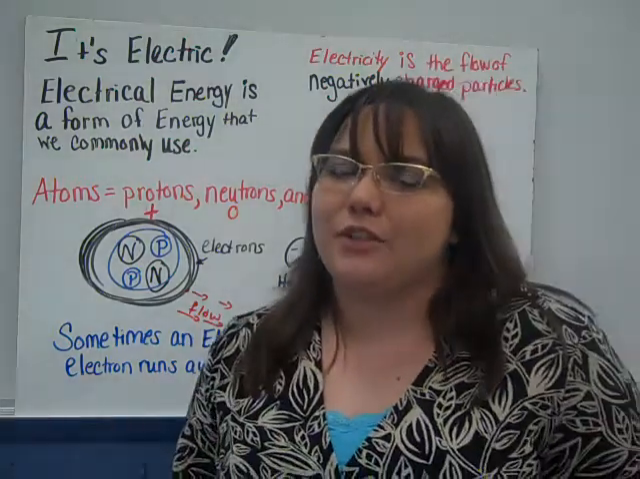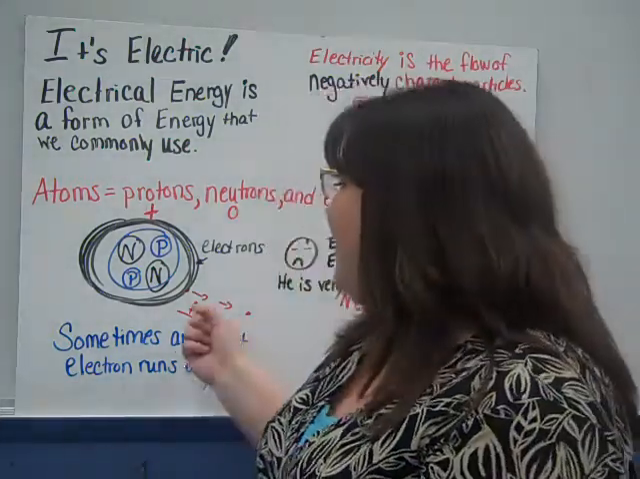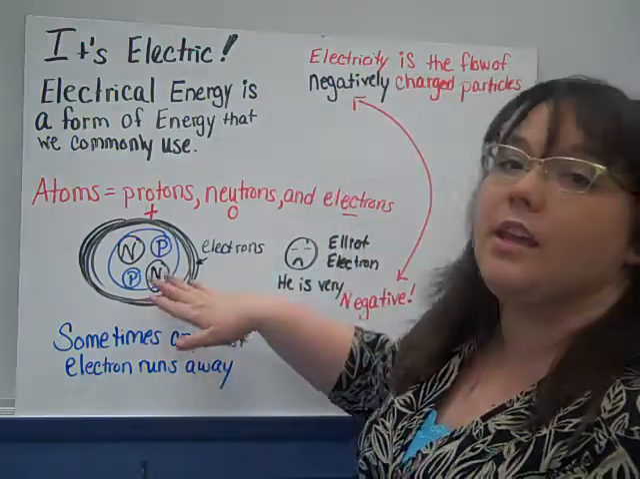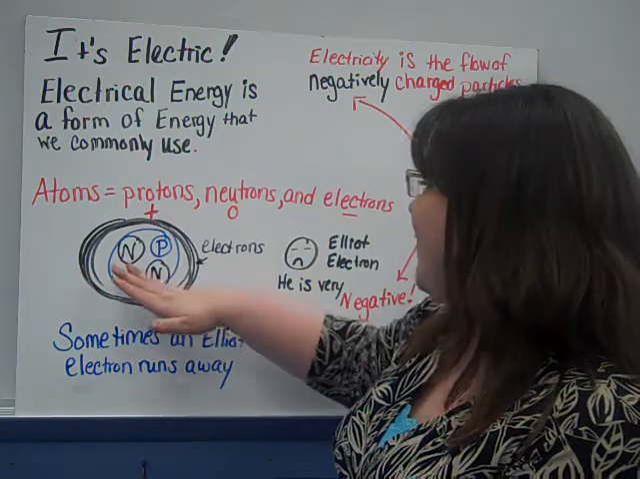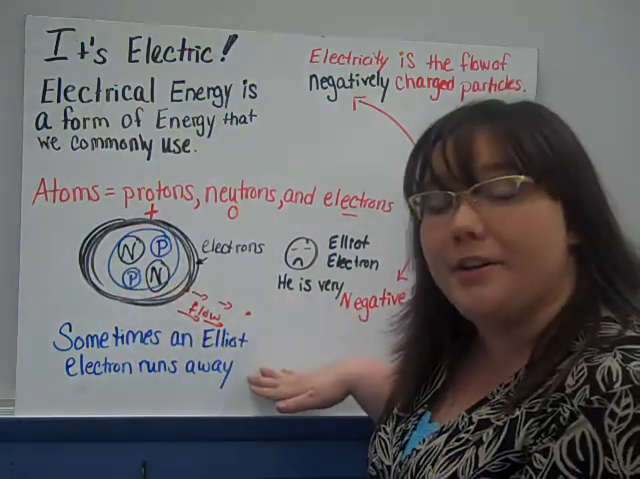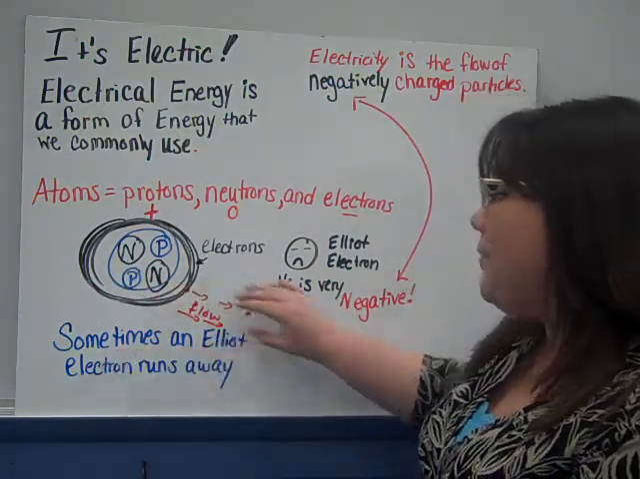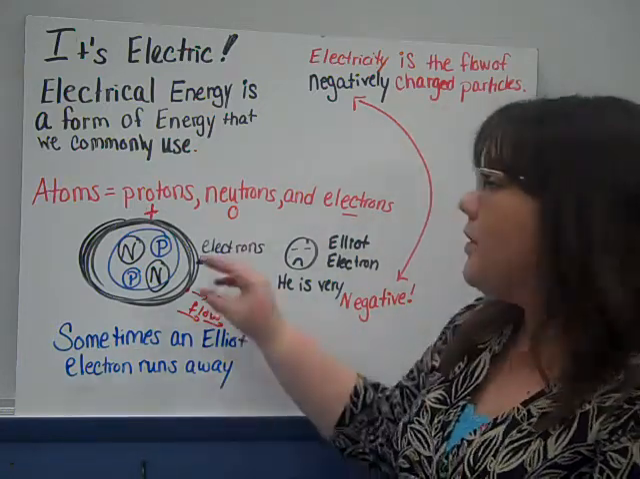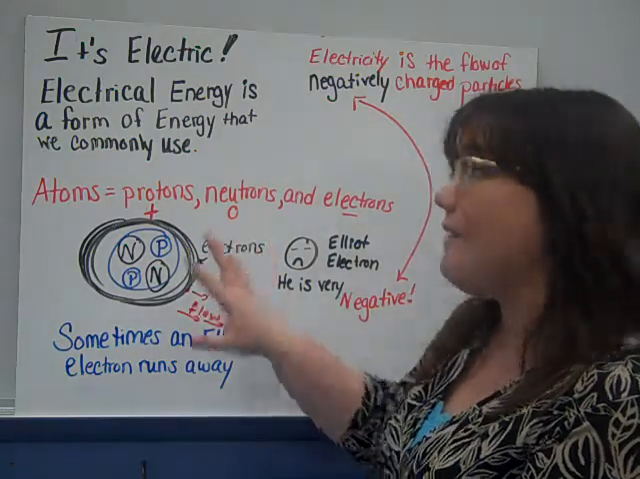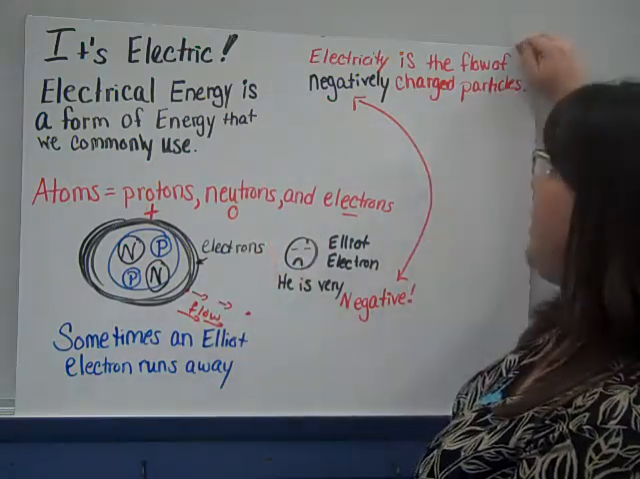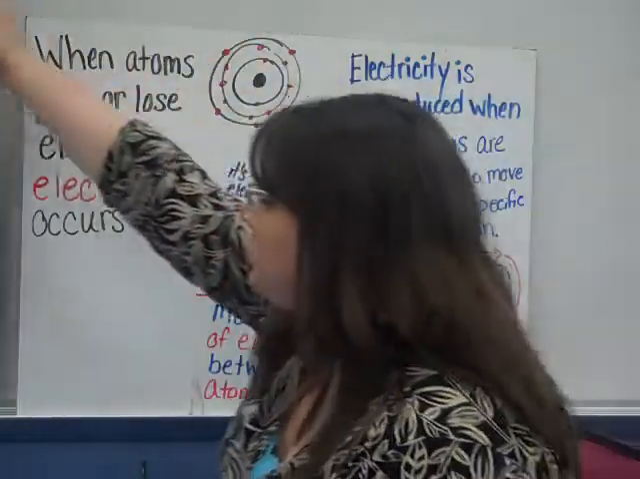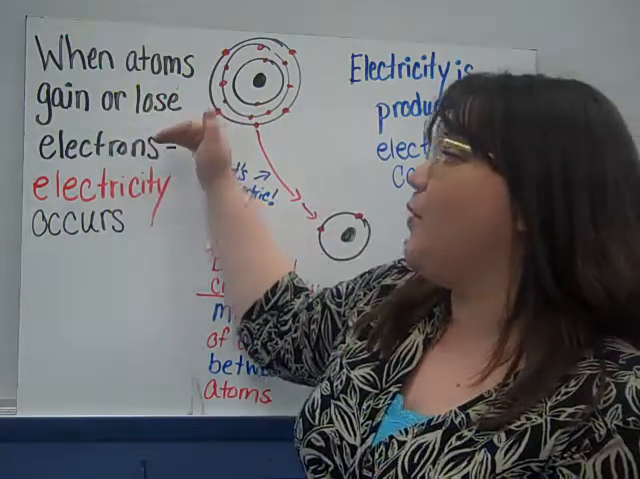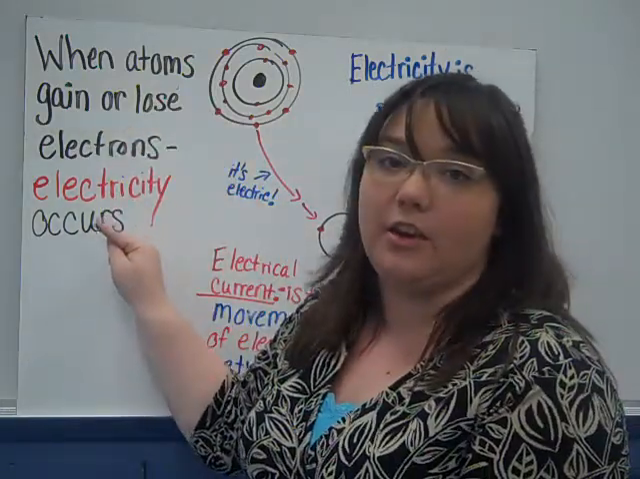So when we're talking about negatively charged particles moving around, sometimes Elliott electron gets a little silly and he runs away from the neutron arcade. Runs away to another atom. When he moves, that's that flow of a negatively charged particle. So when electrons move, we have energy moving, we have electricity occurring. When atoms gain or lose electrons, electricity occurs.